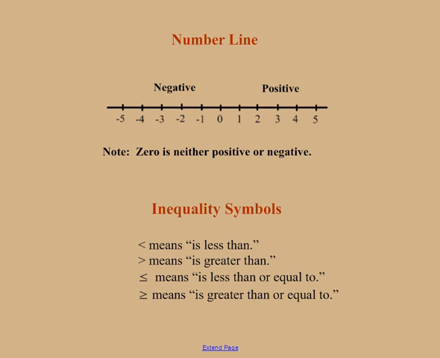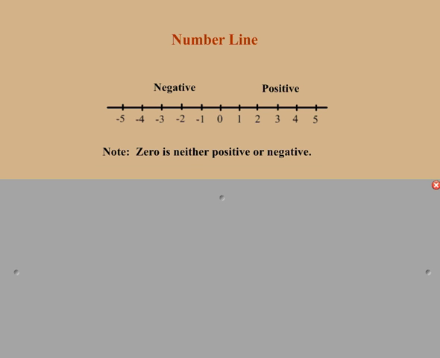Now you probably remember this from past math classes, the number line. The number line always has 0 in the middle. To the right are positive numbers. To the left are negative numbers. The number line includes all numbers, but usually just shows integers. Note that 0 is neither positive or negative.